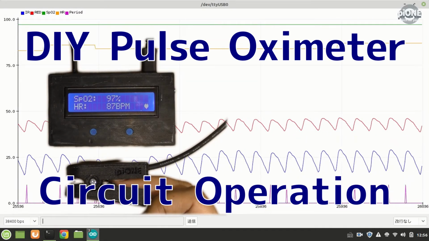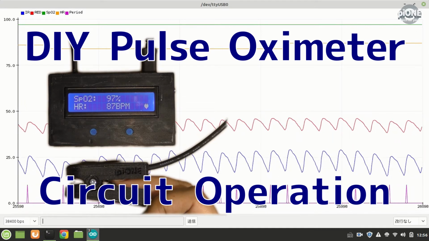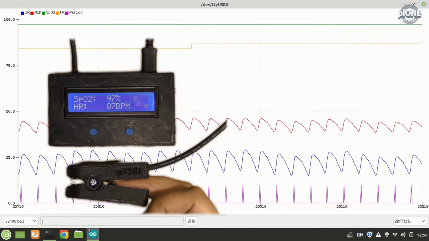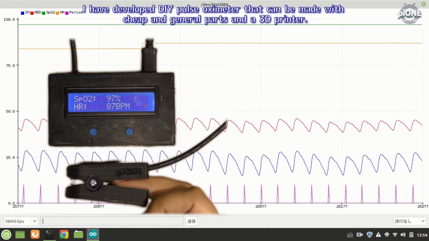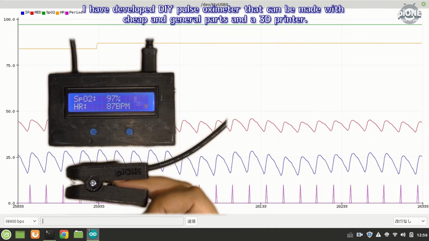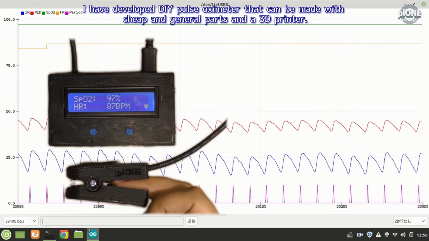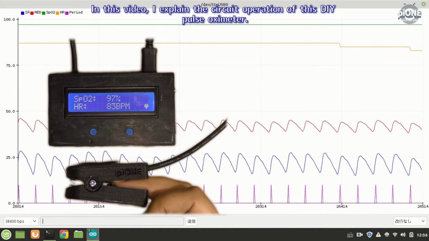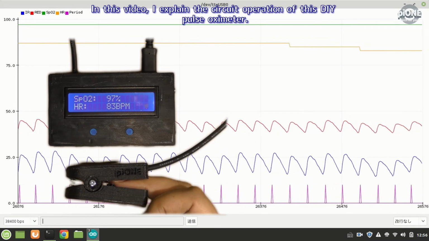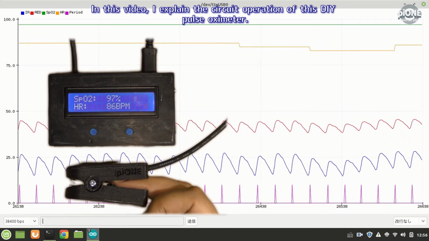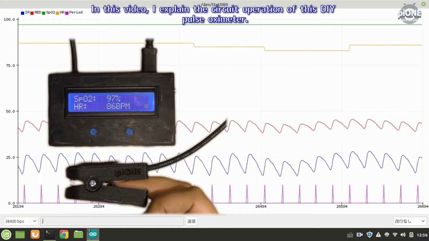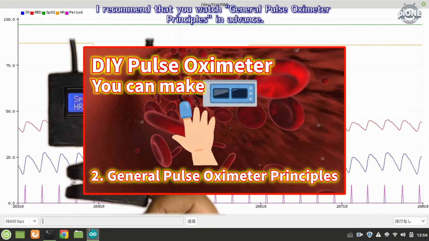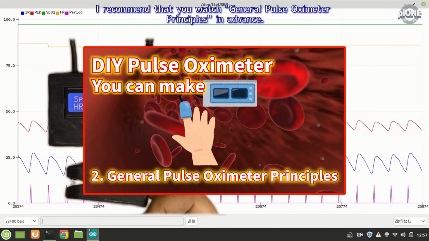DIY pulse oximeter. Circuit operation. I have developed a DIY pulse oximeter that can be made with cheap and general parts and a 3D printer. In this video, I explain the circuit operation of this DIY pulse oximeter. I recommend that you watch general pulse oximeter principles in advance.